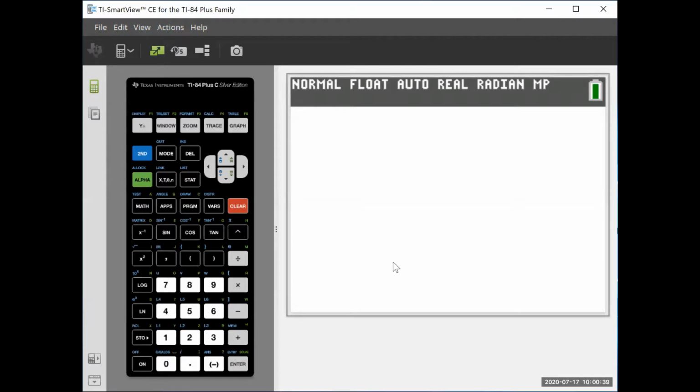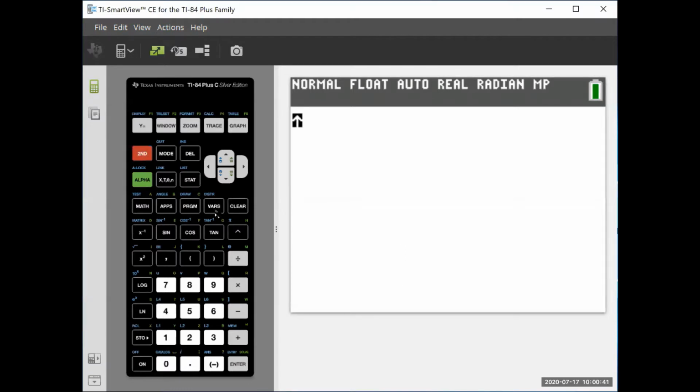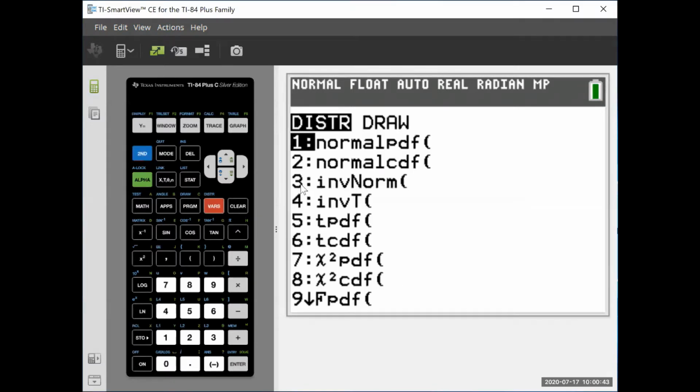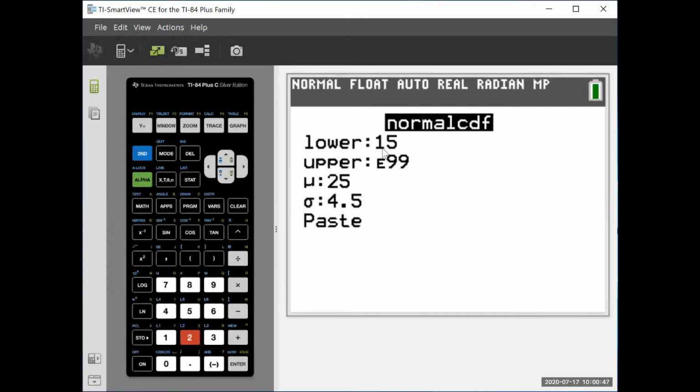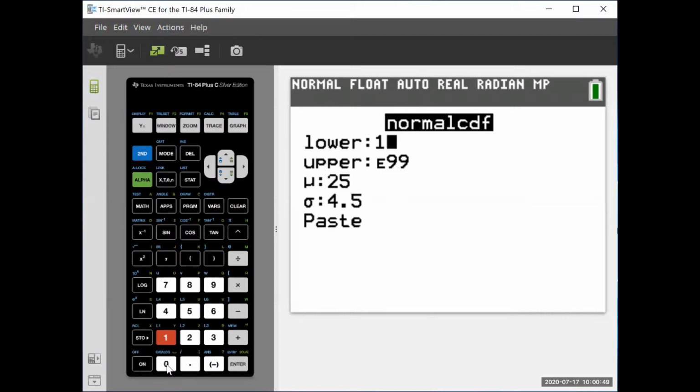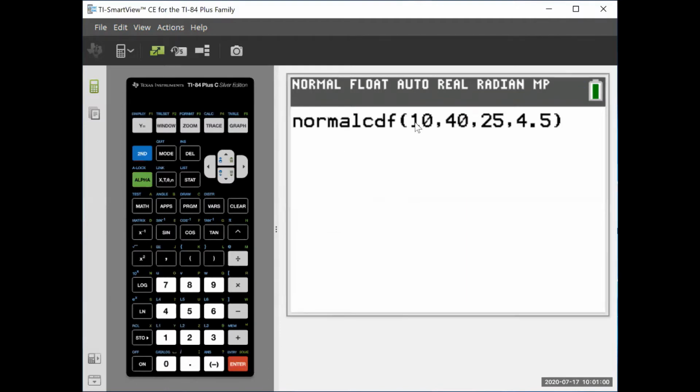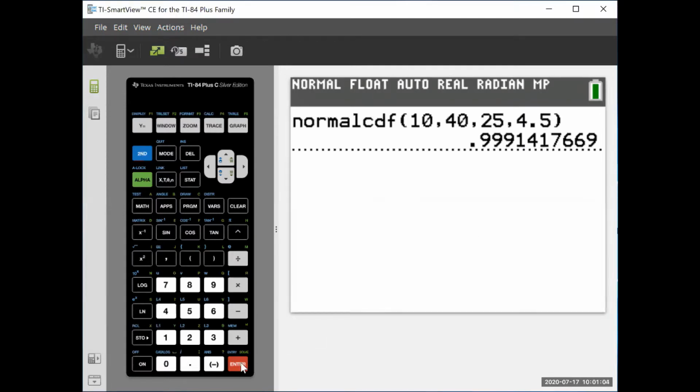So in TI-84 calculator, we go to second, vars, and then number 2 for normal CDF. Your lower limit 10 in this case, upper limit is 40, mean 25, standard deviation 4.5. Paste that so it resembles our writing, and hit enter, and you should get that result, which is 0.9991.